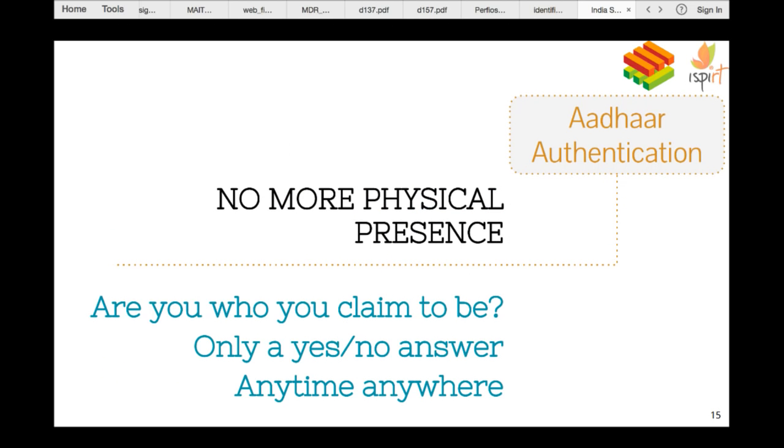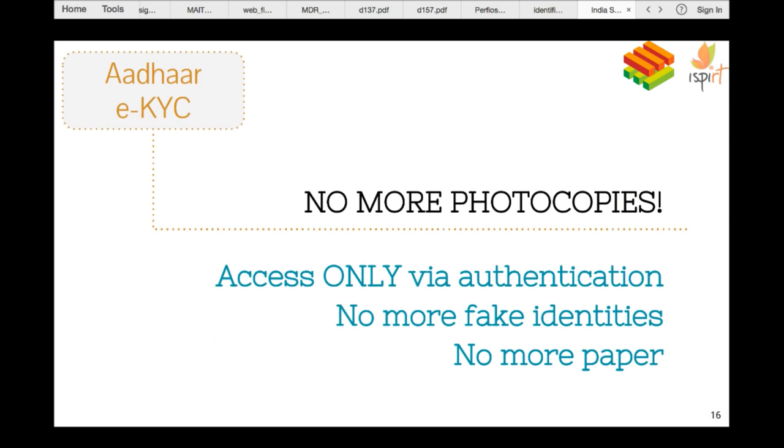Authentication is the API that allows you to verify if the person is indeed who they claim to be. Only a yes or no answer is provided. It operates 24/7. The important thing with eKYC is that you actually get back the same data that is in the Aadhaar card, including the photograph. This allows you to, instead of giving a photocopy, do a digital account opening process. And then you really don't have any paper that's floating around for potential misuse.